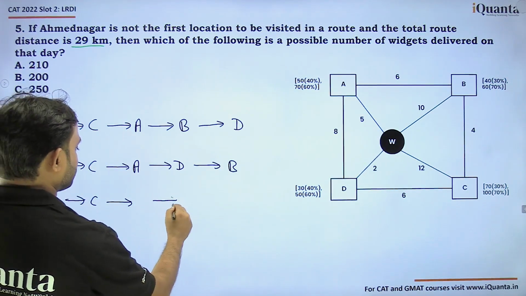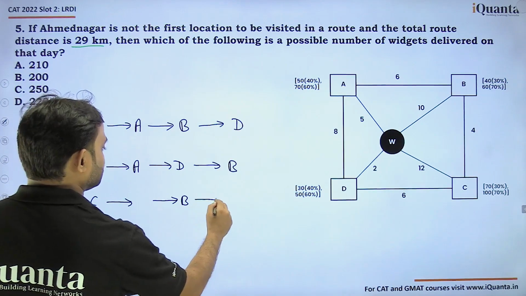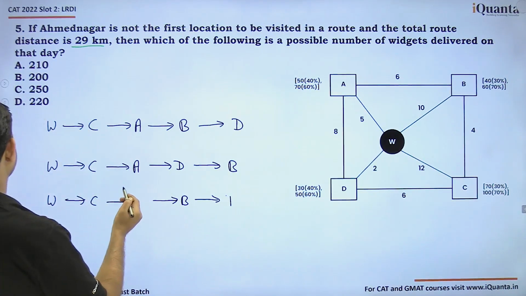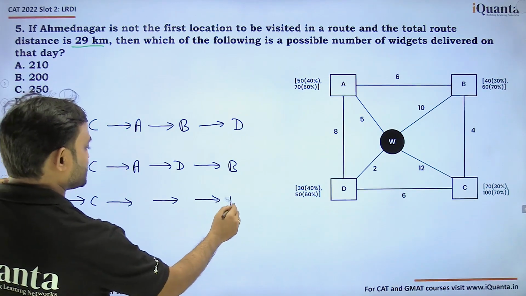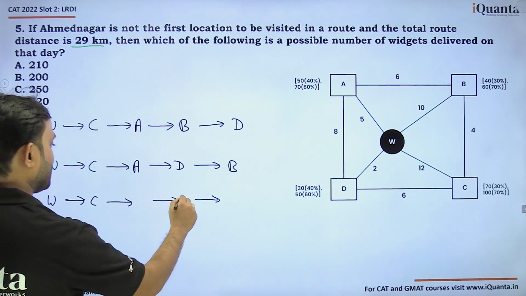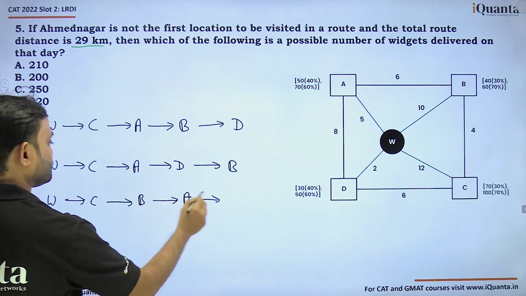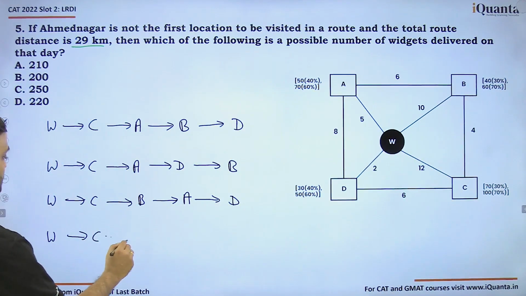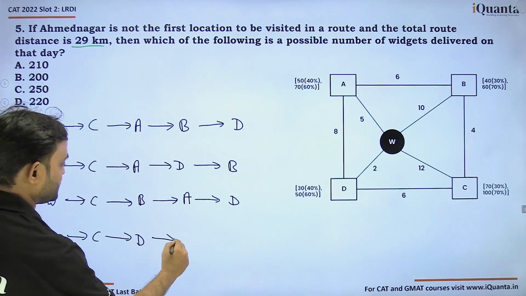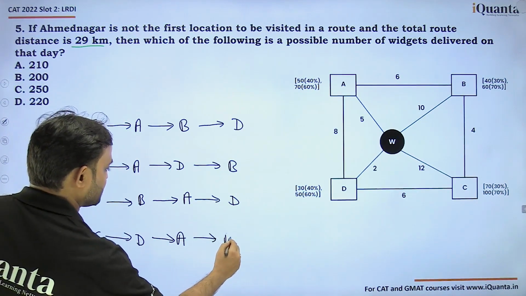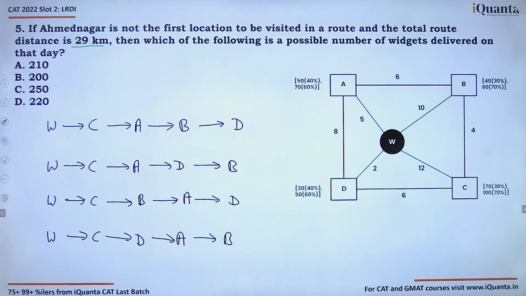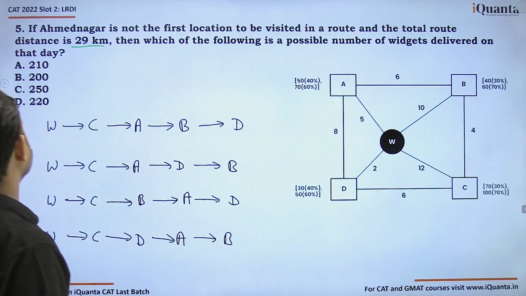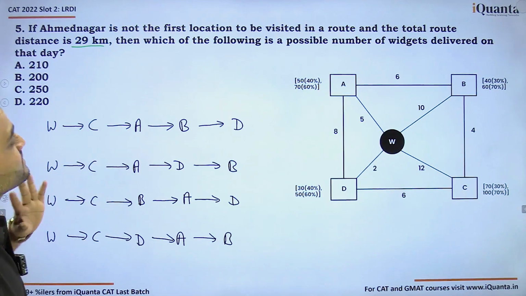like this, so B, then, so this value, we are putting Ahmednagar at third position, so we must put A here. So there will be two possibilities, B to D or D and B at second and fourth position respectively. These are the possible cases that we get in this question when Ahmednagar is not at the first position.